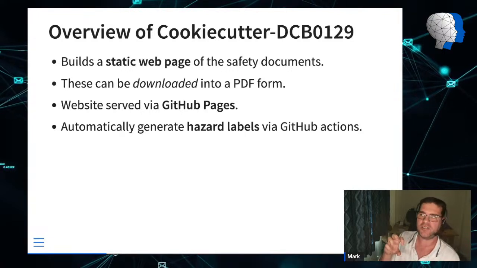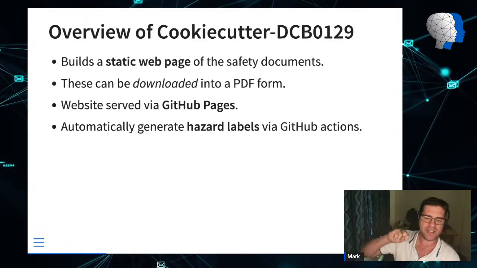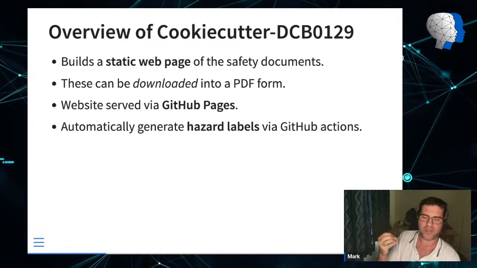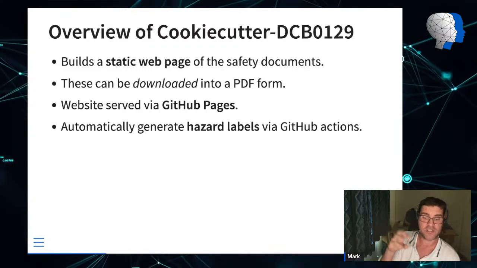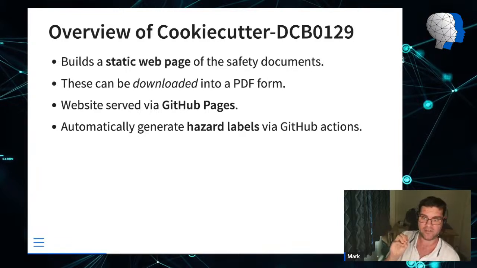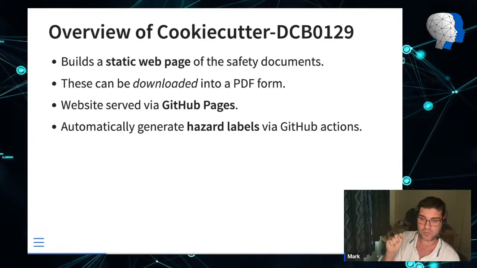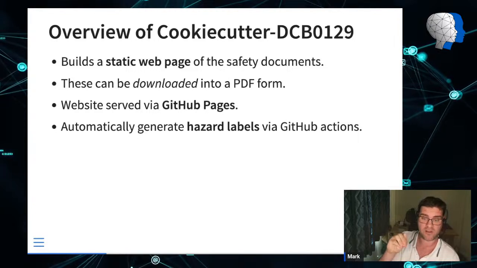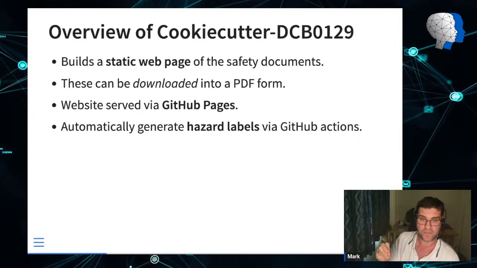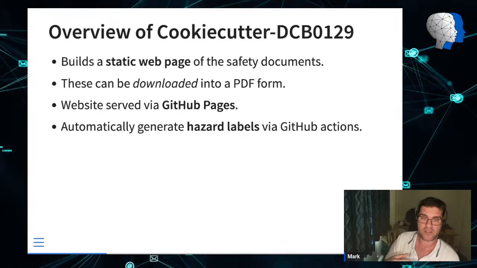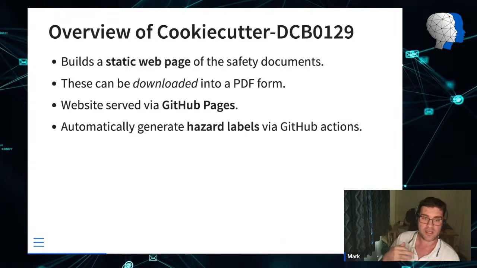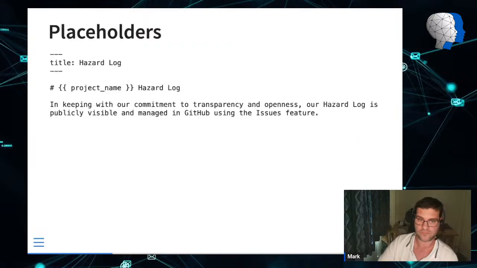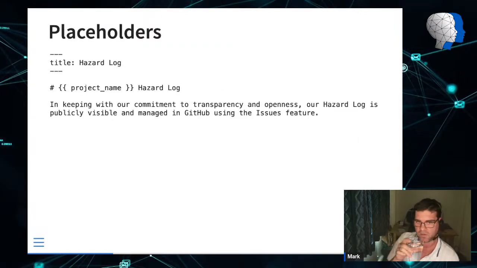The documentation itself uses GitHub Actions, which is basically just a system that can do whatever you like when you put your documentation, your code onto GitHub. It can run some functions, and what it can do is build this static website, and you can look at the actual web pages on the GitHub pages. What's included as well in the Cookiecutter DCB0129 is that it automatically generates hazard labels via GitHub Actions. So here's an example of a placeholder.